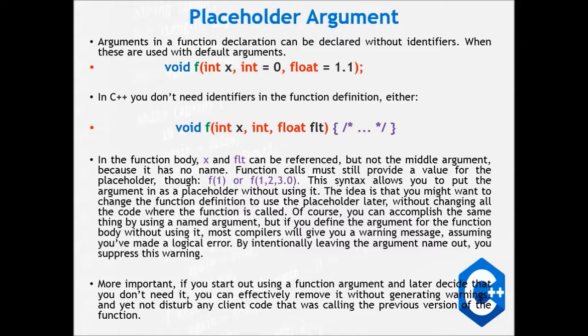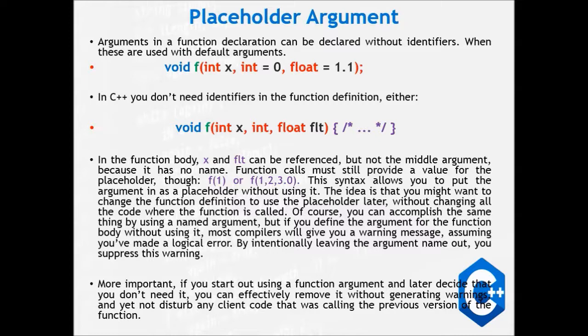In the function body, x and flt can be referenced, but not the middle argument, which we declare with only its data type int, because it has no name. Function calls must still provide a value for the placeholder, through f(1) or f(1, 2, 3.0). This syntax allows you to put the argument in a placeholder without using it.